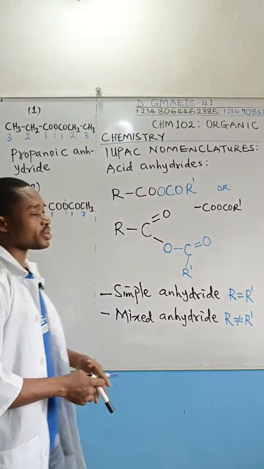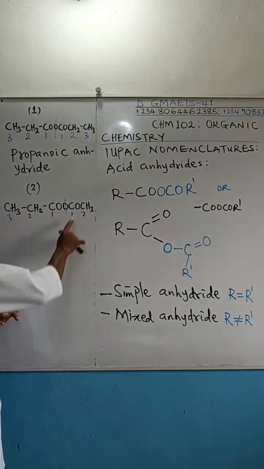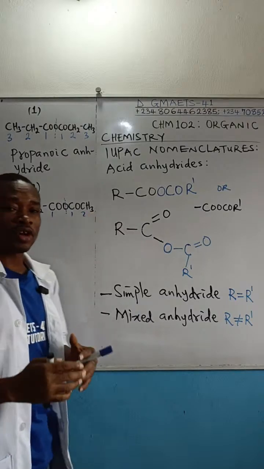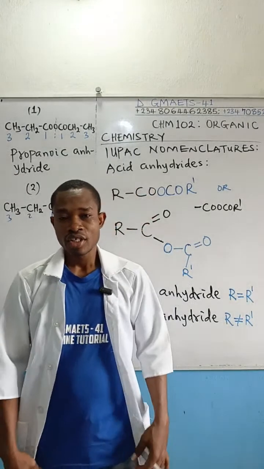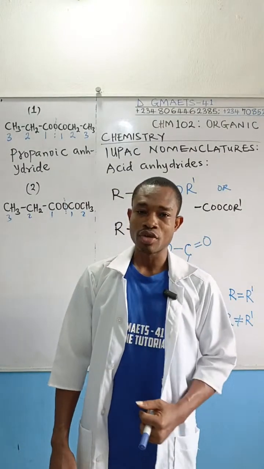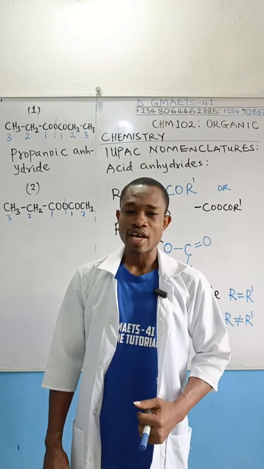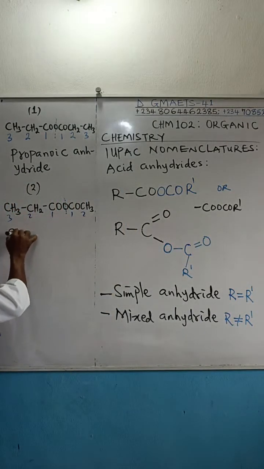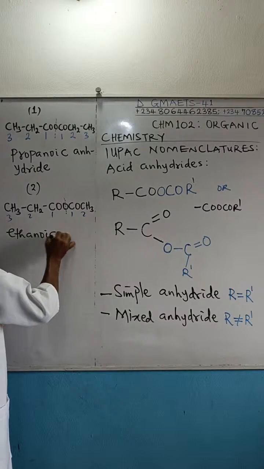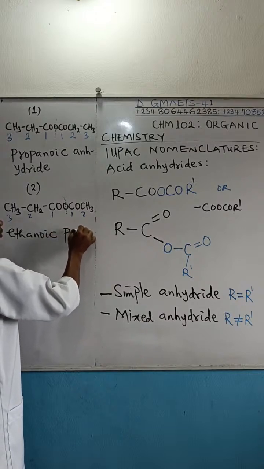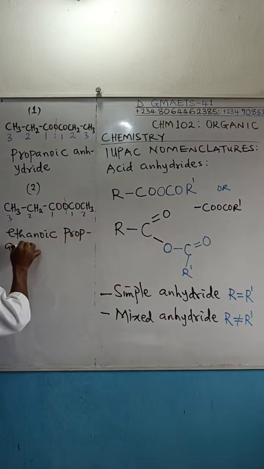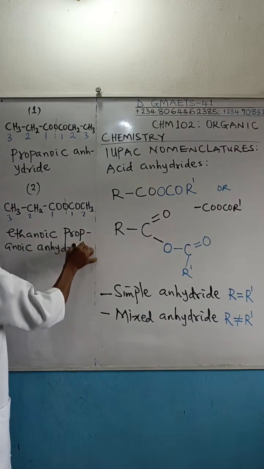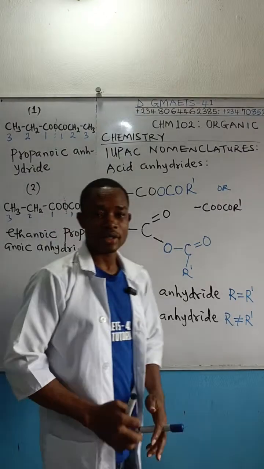And what are the alkanoics there? This is ethanoic. This is propanoic. So following the alphabetization rule, ethanoic and propanoic, which one do you mention first? Alphabetization, E will come before P. So this is ethanoic, propanoic, anhydride. That's the name of the guy.